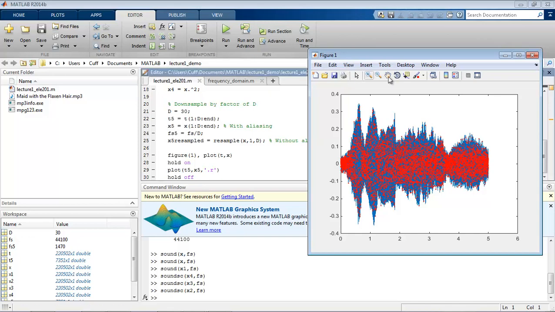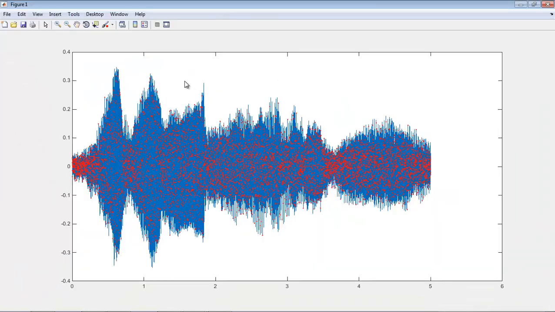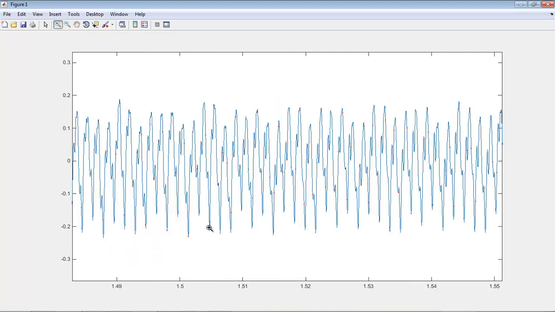In this plot, I actually show what that's doing. So the red dots are every 30th sample. So this is the value of our sound vector over time, right? I can zoom in and see it more carefully because 5 seconds is quite a bit of time for sound. So let's zoom in. Okay, so that's the sound wave.